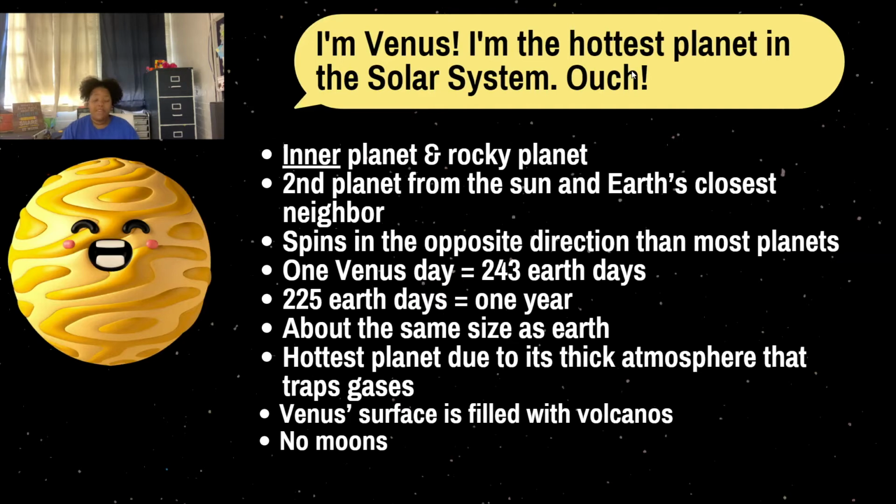Venus is about the same size as Earth, and again, it's the hottest planet, and that's due to its thick atmosphere that traps in all those gases and all that heat from the sun. Venus's surface is filled with volcanoes, so again, adding to that heat. And Venus, unfortunately, has no moons.